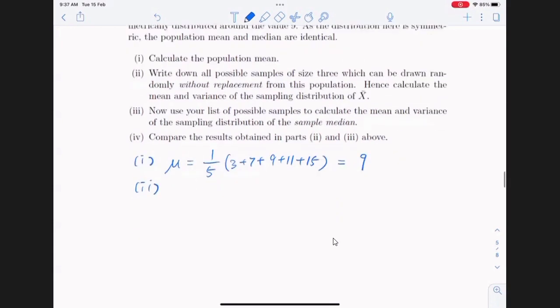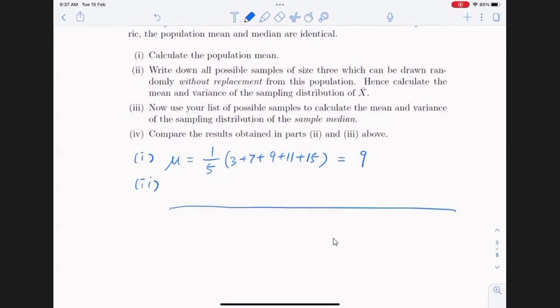So in part 2, we need to list out all the possible samples.